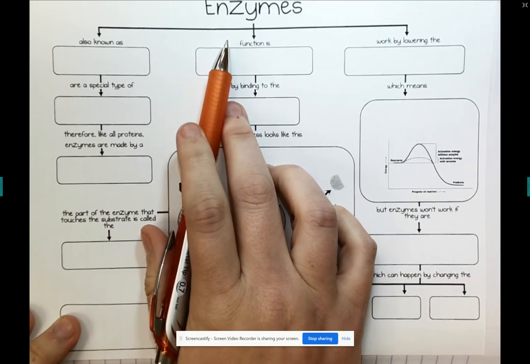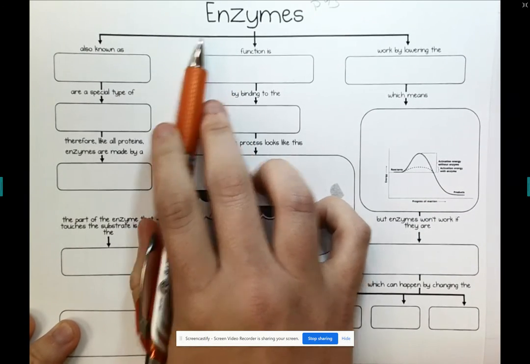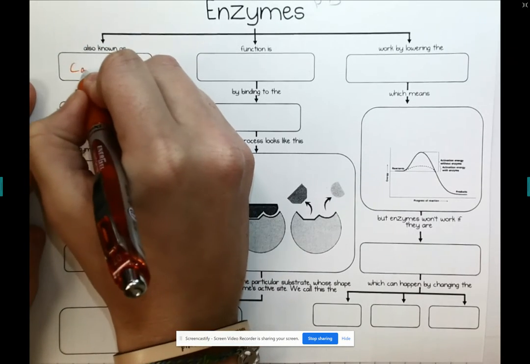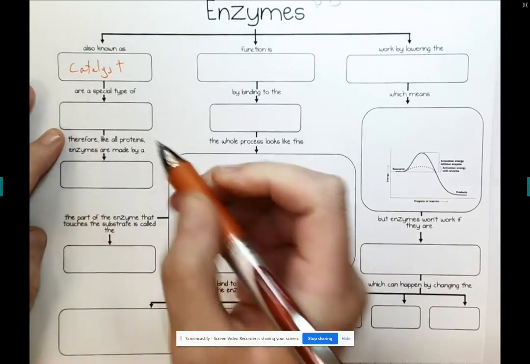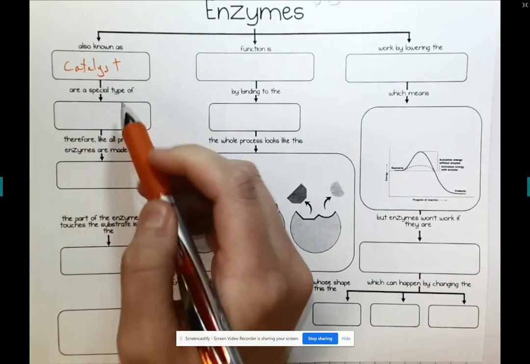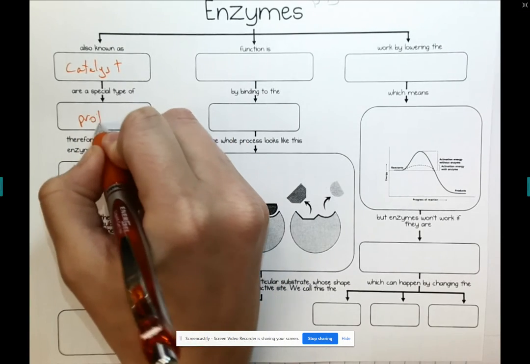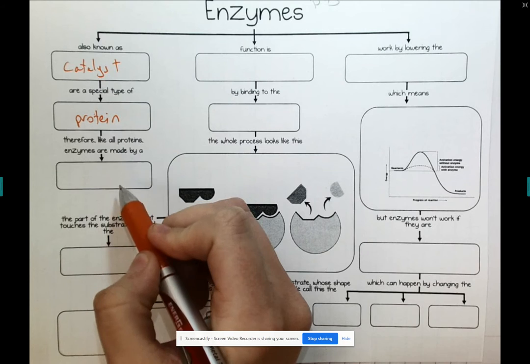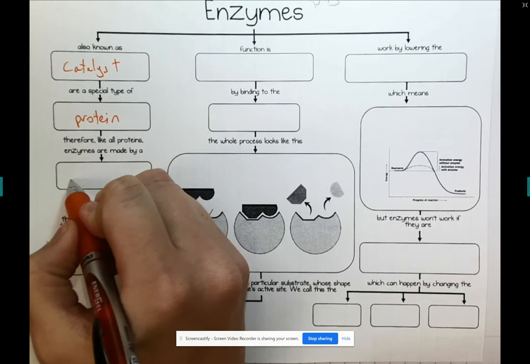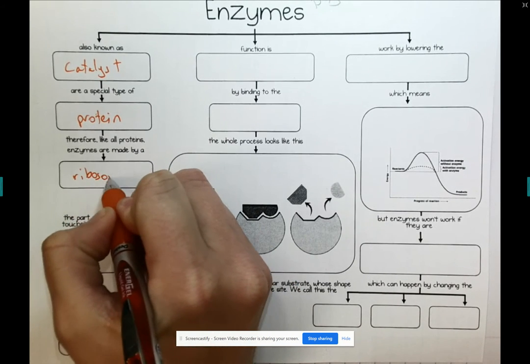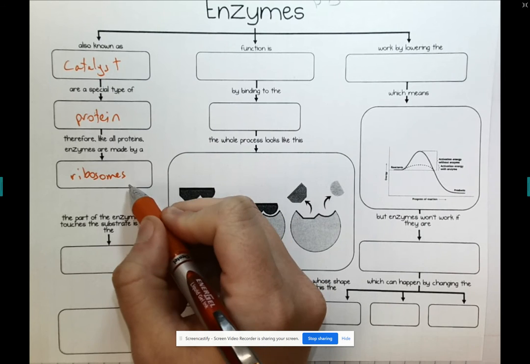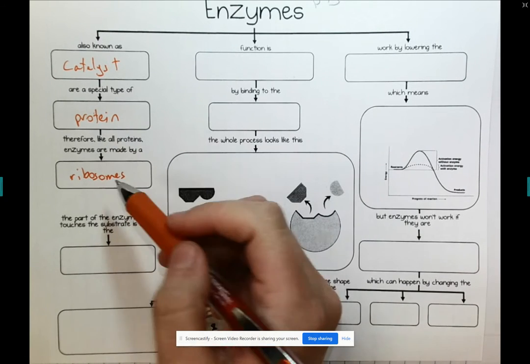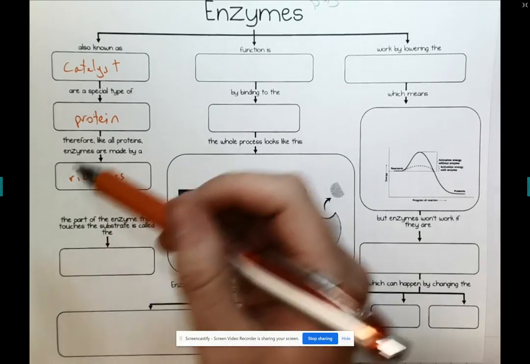We're going to start off talking about the other name that enzymes are known as, which is a catalyst. Enzymes are a special type of protein, one of our organic molecules. Therefore, like all proteins, enzymes are made by ribosomes. Remember, we learned about ribosomes back in Unit 1. Ribosomes make proteins. Enzymes are a specific example of a protein.